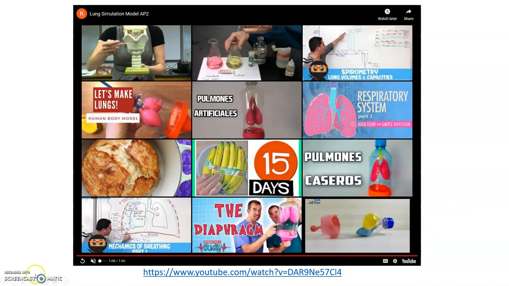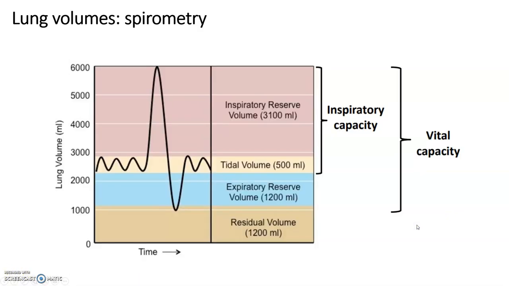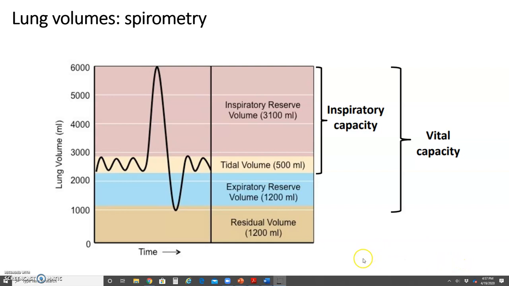So here's the good stuff that you really want to know for this week's lab, and this is how to understand lung volumes, or the study of what we call spirometry. So what we're looking at here is several things related to lung volumes and capacities. Let me just point out what we need to know about what's going on here.